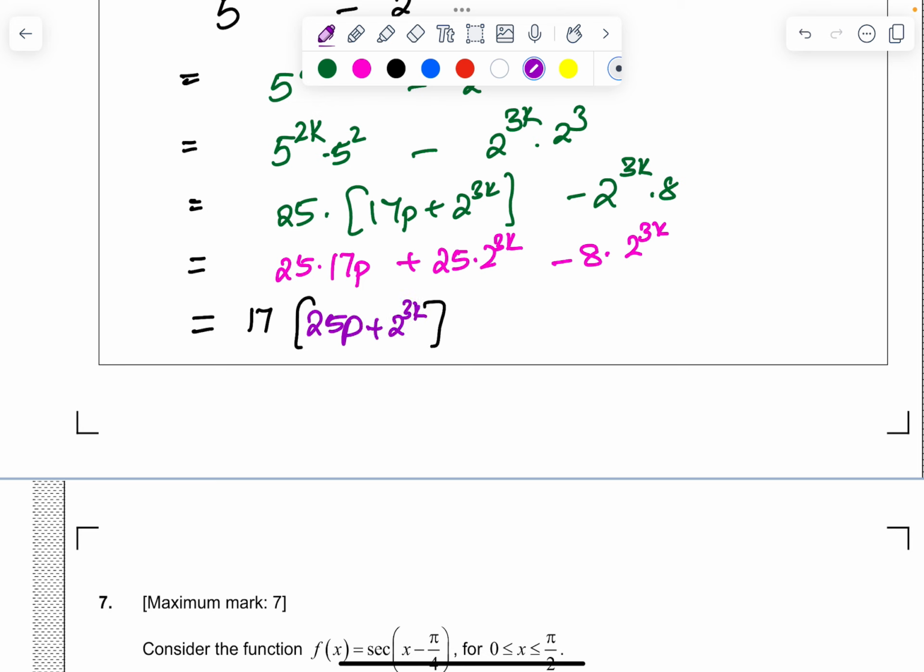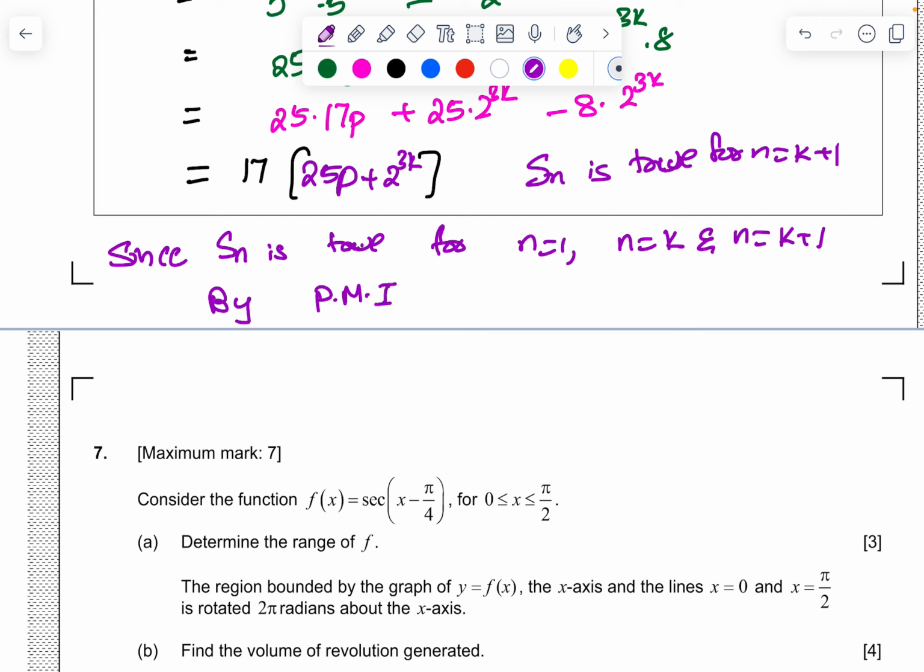So therefore, Sn is true for n equals k plus 1. Once we write it out, don't forget to write the general solution. So since Sn is true for n equals 1, n equals k, and n equals k plus 1, by PMI, the Principle of Mathematical Induction, it is true for all n belonging to positive integers. That's going to be the answer.